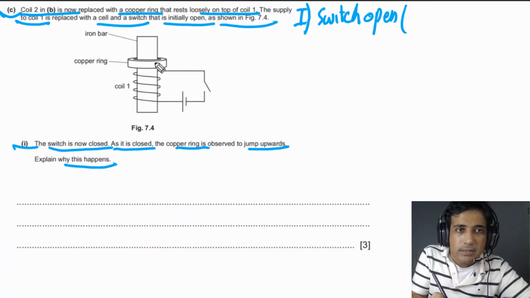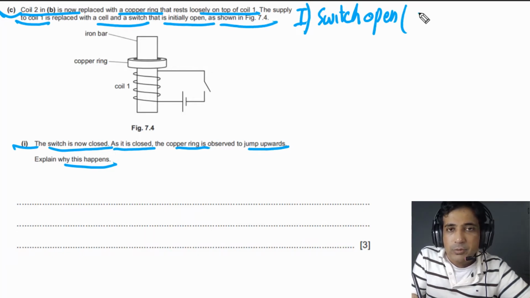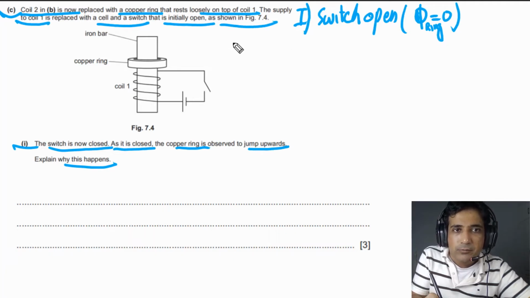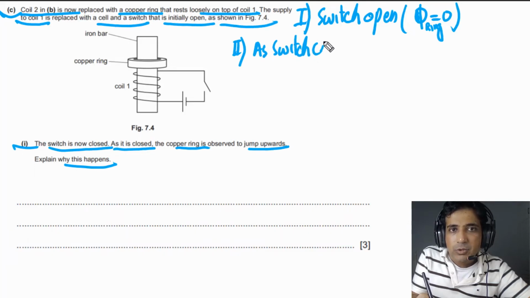Magnetic flux here in this ring is 0. So we can say in that case, magnetic flux in the ring is equal to 0. The second stage we can write down as switch is closed.